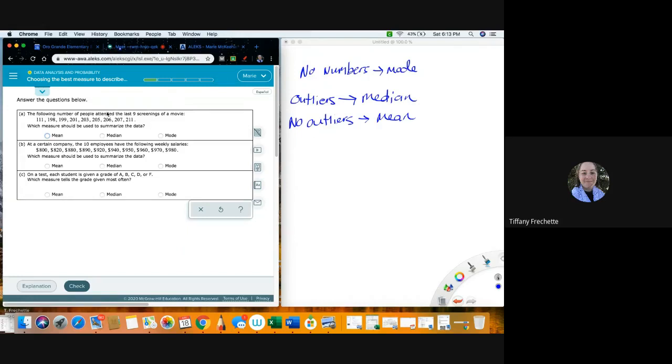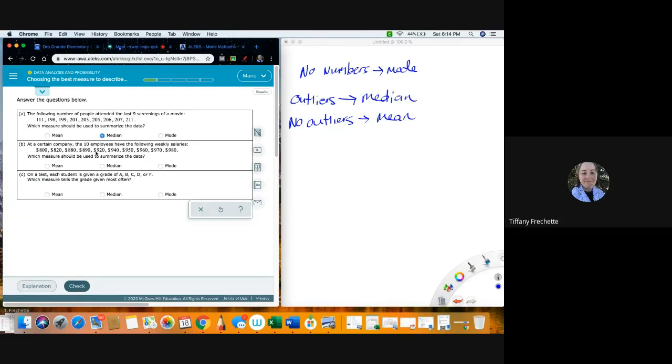The following number of people attended the last 9 screenings of. So this, let's see, that does jump down pretty far. It goes from almost 100, almost down to 100 in this one. And this one doesn't jump very far. It only jumps a couple when we go up. So this is an outlier. It's still a larger number. We're not looking for really small numbers, we're just looking for the jump. Instead of jumping a couple like all the others do, this is jumping almost 100. So with one that does have outliers, median.